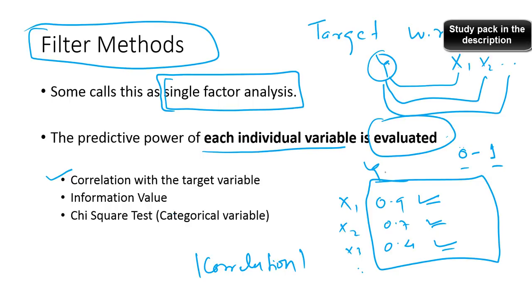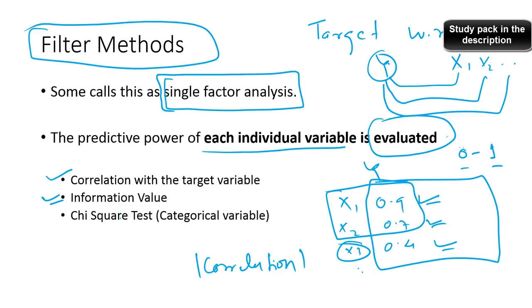So that's one way of selecting the best variables. You can take the top two variables with good correlation and go ahead with your modeling. So drop x3. There's no strict reason to do that, but you might consider it. That's one of the many ways of selecting variables.